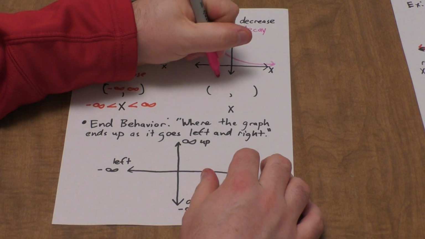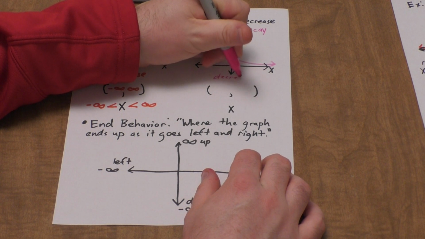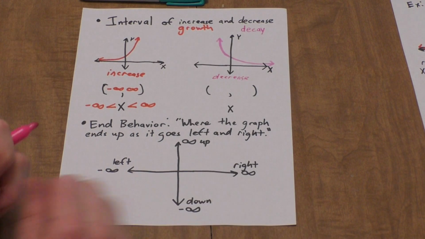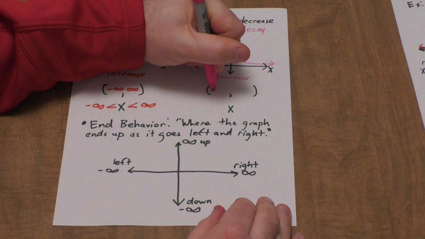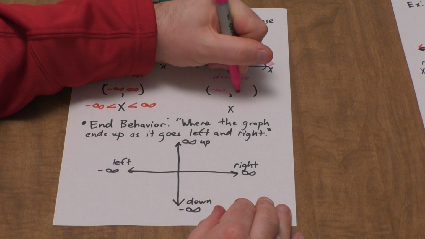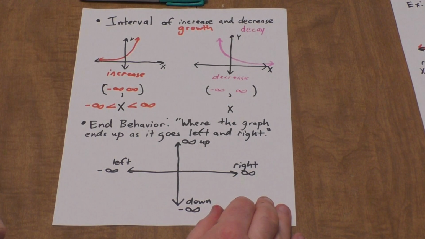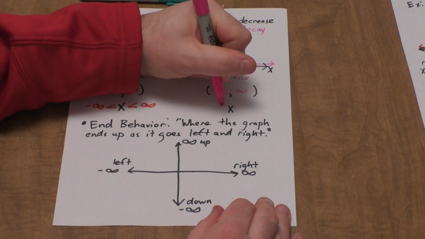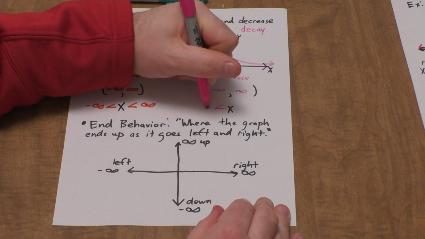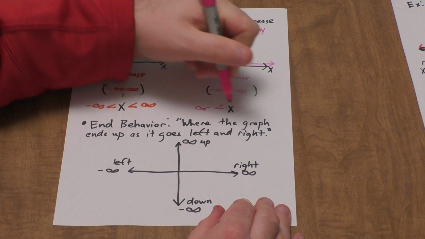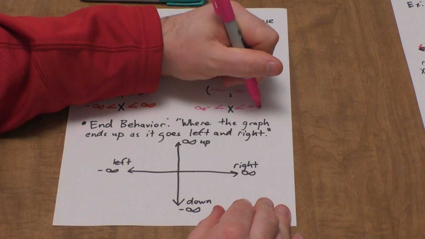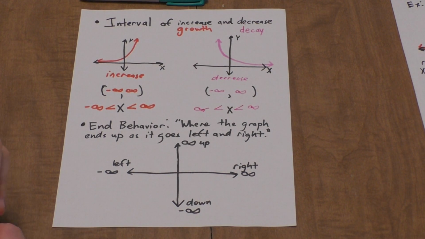So we just said the interval of decrease is all real numbers, or in this case from negative infinity to positive infinity. That's interval notation, or from x is greater than negative infinity to x is less than infinity. Again, that just means all real numbers.